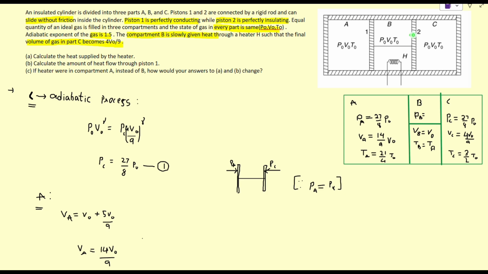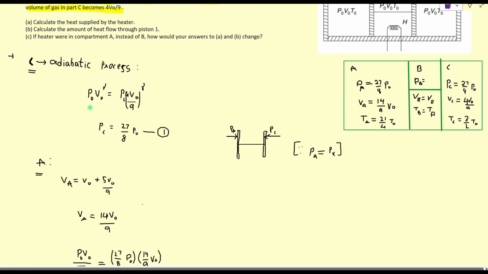As C undergoes an adiabatic process, neither heat enters nor is released. So first we write the condition of an adiabatic process: PV to the power gamma equals constant. From this we can find the final pressure of C. So P0 V0 to the power gamma equals PC times (4 V0 by 9) whole power gamma. From this we get the pressure of C: PC equals 27 by 8 times P0. We assume this as equation 1.